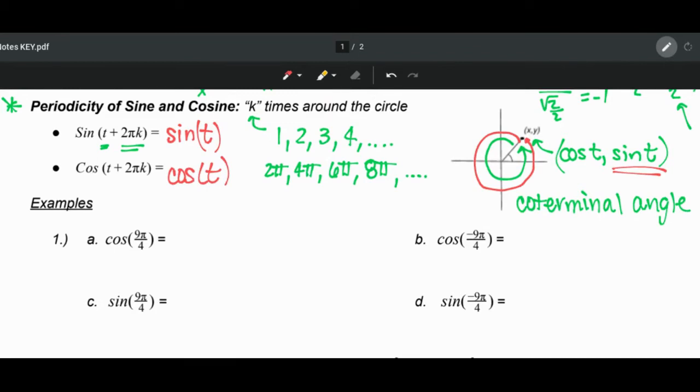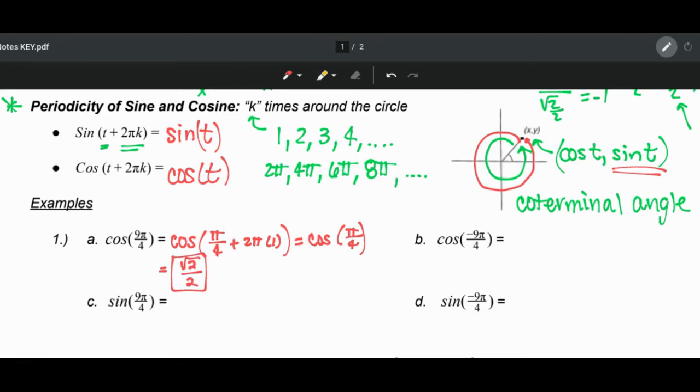So we're going to use the concept of coterminal angles in order to figure out what is the cosine of 9 pi over 4. So we know that cosine of 9 pi over 4 would be equivalent to pi over 4, but going around the circle one additional time. So therefore, whatever we would normally get for cosine of pi over 4 would be our answer to cosine of 9 pi over 4. And if you recall, the x-coordinate of a pi over 4 angle on the unit circle would give us root 2 over 2.